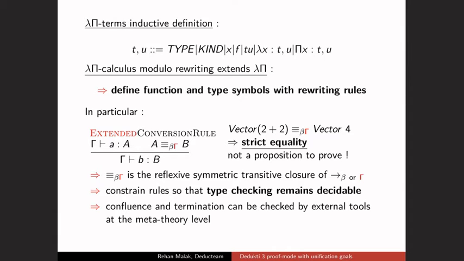And you constrain the collection of rewriting rules: they should preserve the typing, and they should form a normalizing and confluent rewriting system, properties that can be checked by specific tools. So if you have these properties, you get a strict conversion with decidable type checking.